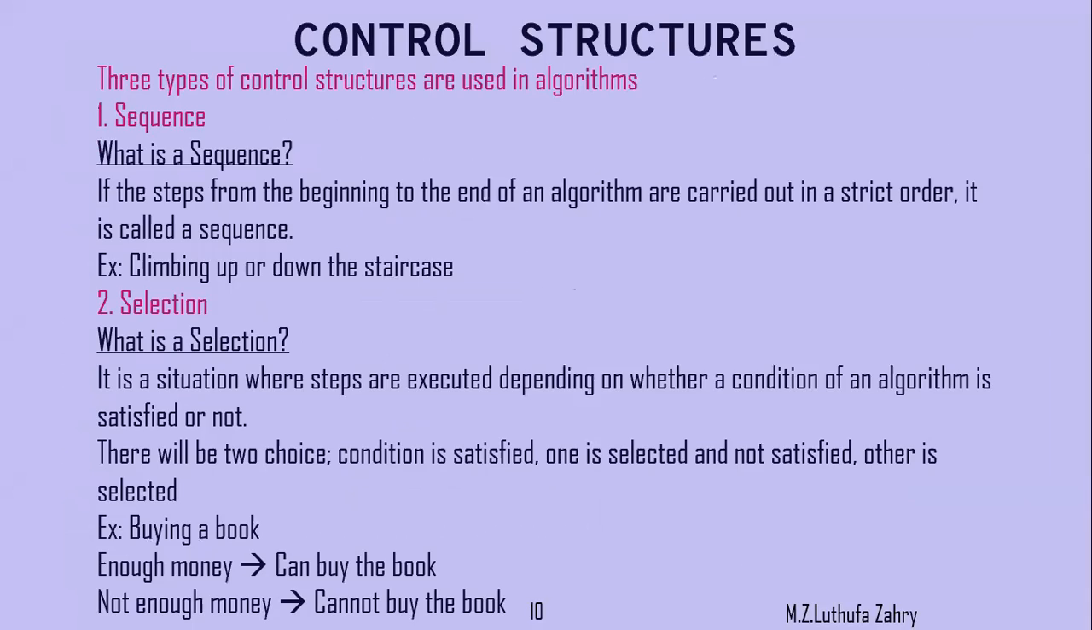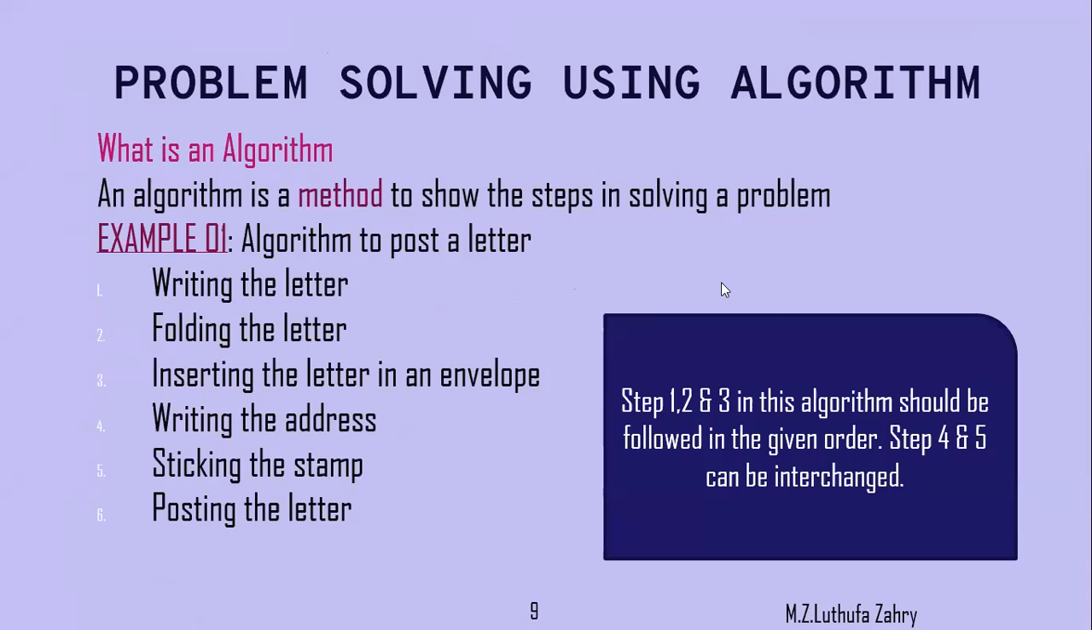We started from here, and here it is. An algorithm is a method to show the steps in solving a problem. We learned what an input is: if you want a problem to be solved, you get the input, then process it, and finally get the output. So an algorithm is a method to show the steps in solving a problem.